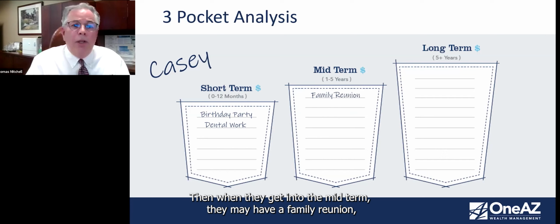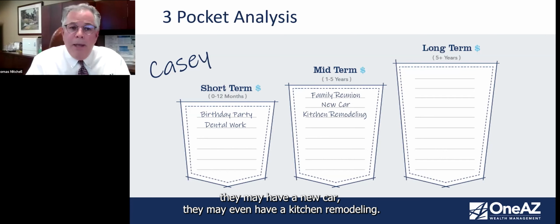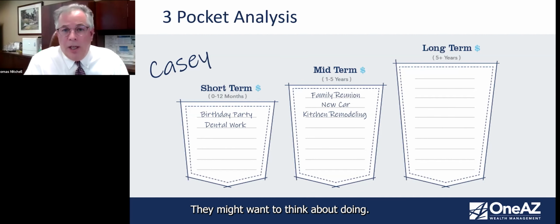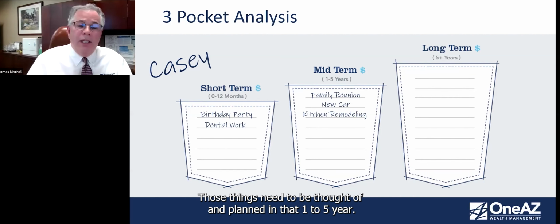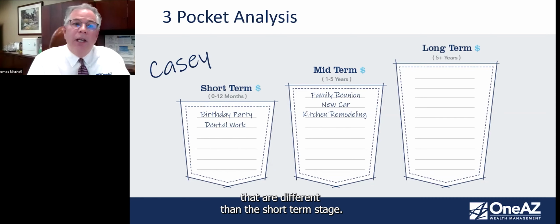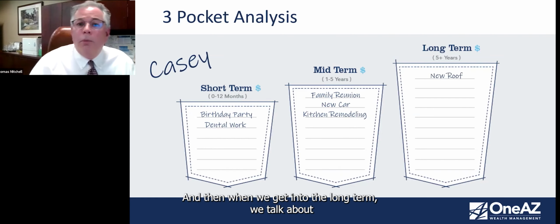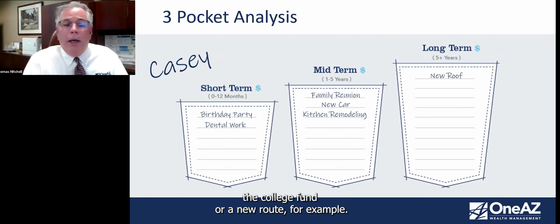Then when they get into the midterm, they may have a family reunion. They may have a new car. They may even have a kitchen remodeling they might want to think about doing. Those things need to be thought of and planned in that 1 to 5 year. There are investments that are designed for that 1 to 5 year stage that are different than the short-term stage. And then when we get into the long term, we talk about the college fund or a new roof, for example.